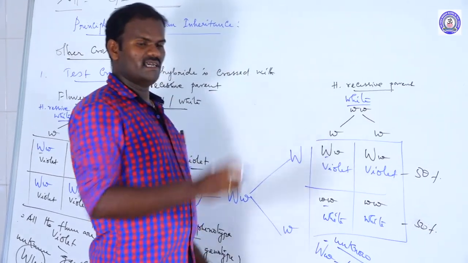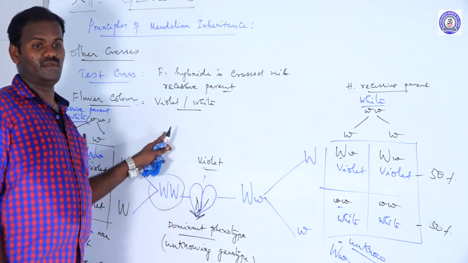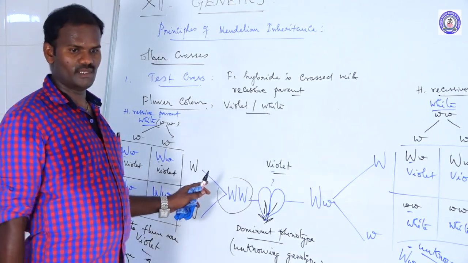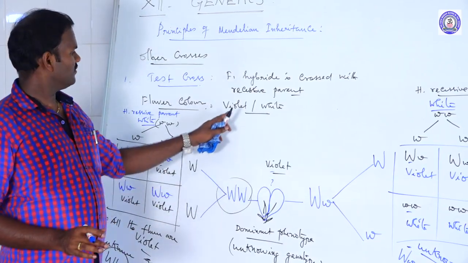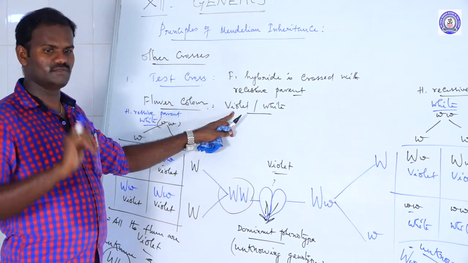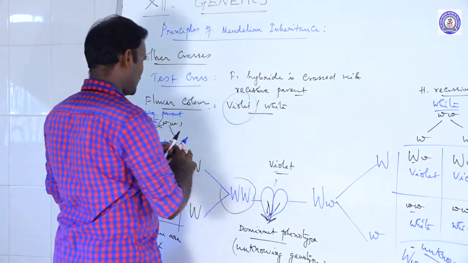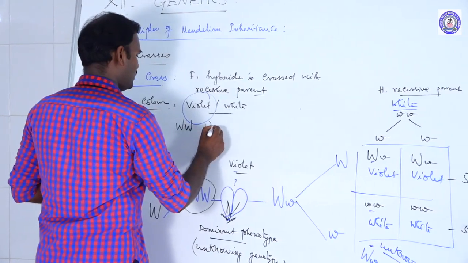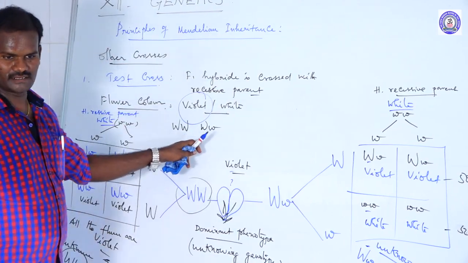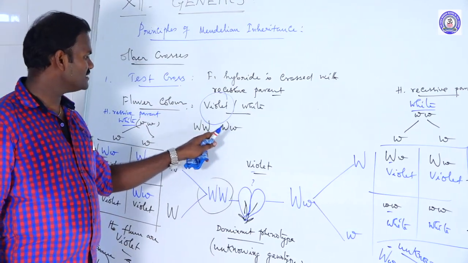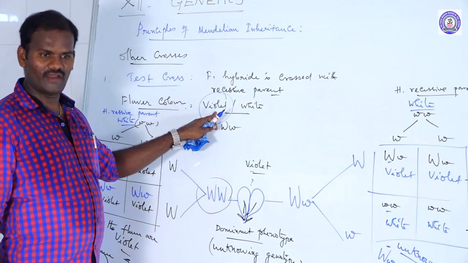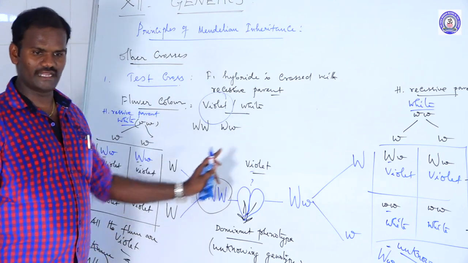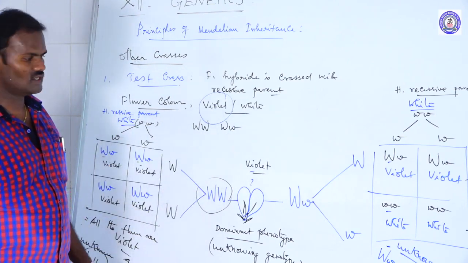Remember, what is the purpose of this test cross conducted by Mendel? We can't easily predict the genotype of the dominant characters, because the dominant trait, if we take the violet flower, is controlled by two types of genotype: capital W capital W also controls violet, and capital W small w also controls violet. To determine the genotype of the F2 violet flower, Mendel crossed it with the recessive parent, and then we can easily find out. This is the test cross.